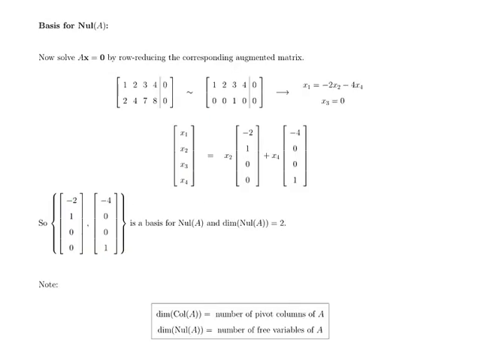For the null space, we need to solve the homogeneous equation AX equals 0 by row reducing the corresponding augmented matrix. So when we row reduce the augmented matrix, we have the same row operations as we did for the column space, and we get the same echelon form matrix augmented with the 0 matrix. In this case, we're going to solve this equation. So we're going to look at the 2 equations here. x1 is negative 2x2 minus 4x4.